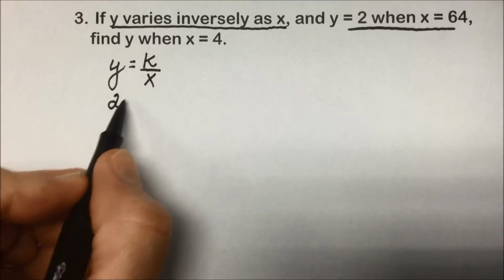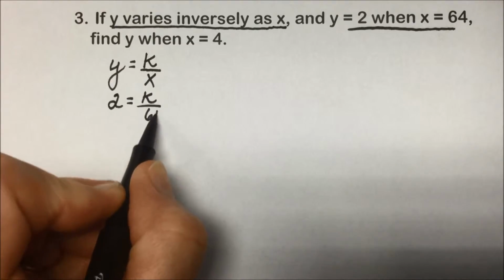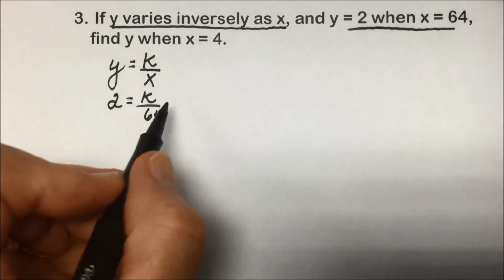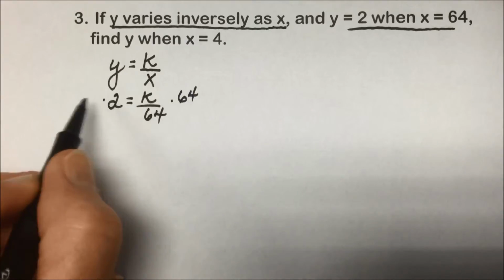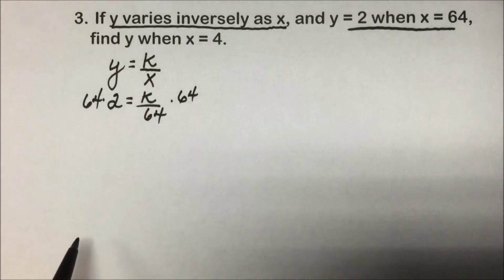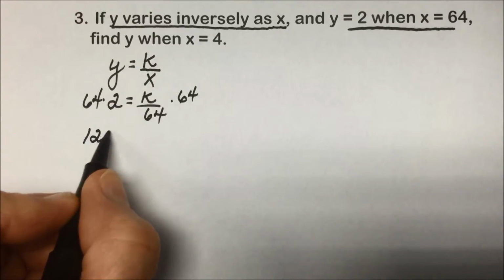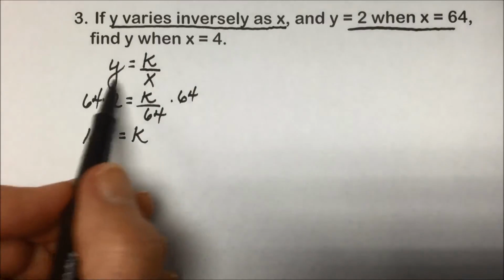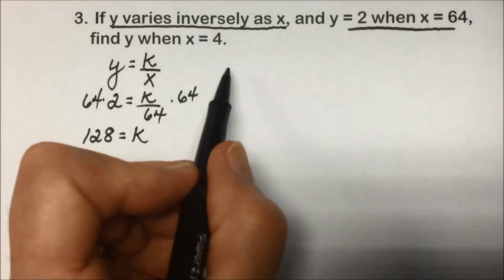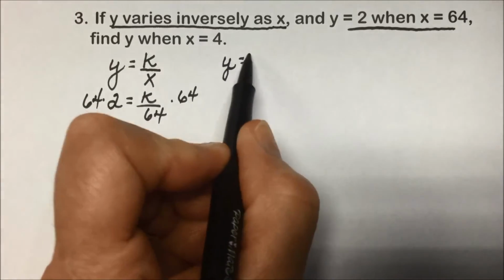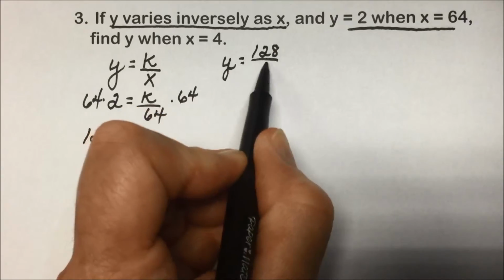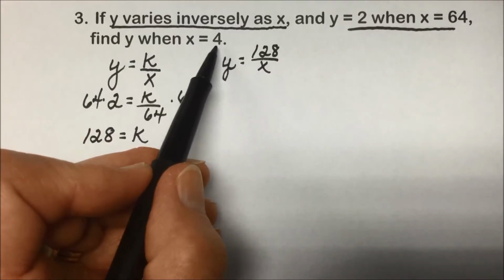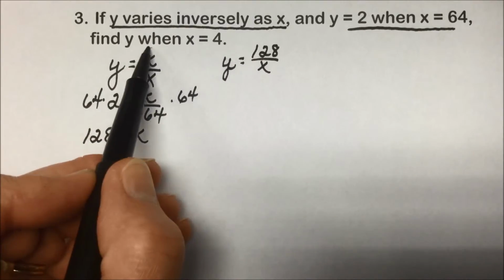Y is 2 when x is 64 gives us the following. Solving this equation, we'll multiply both sides by 64 to get k by itself. 64 times 2 gives us 128 is equal to k. That allows us, as I said, to complete our inverse variation here. It is y is equal to 128 over x, which allows us then to come up with the final solution to the problem. Find y when x is 4.